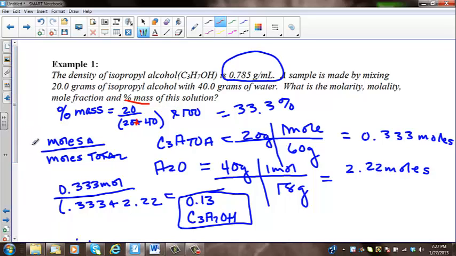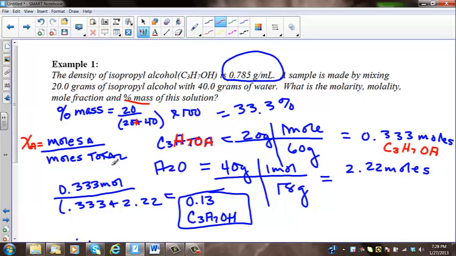Then I went and I started to do the mole fraction. Mole fraction is moles of A. So the mole fraction of A is equal to the moles of A over the total moles. So we had to find the moles of the isopropyl alcohol, the C3H7OH. Okay, and we had 20 grams of that. We have to convert that to moles, so we're going to divide by the gram formula mass, which is approximately 60, and that gives us 0.333 moles of C3H7OH.